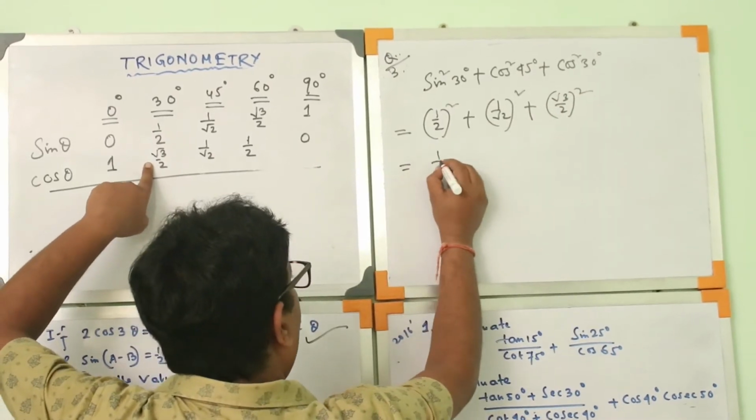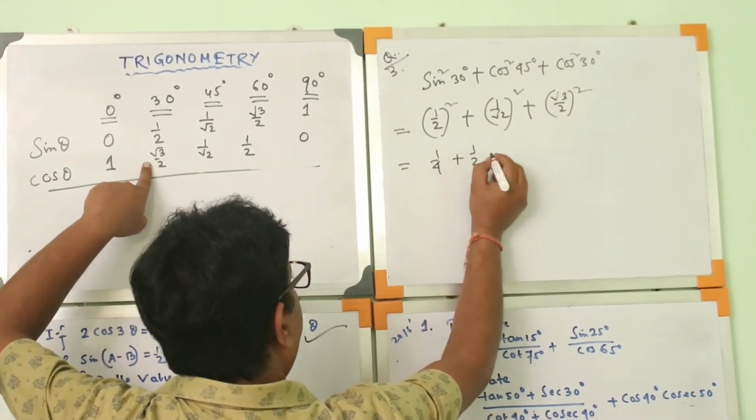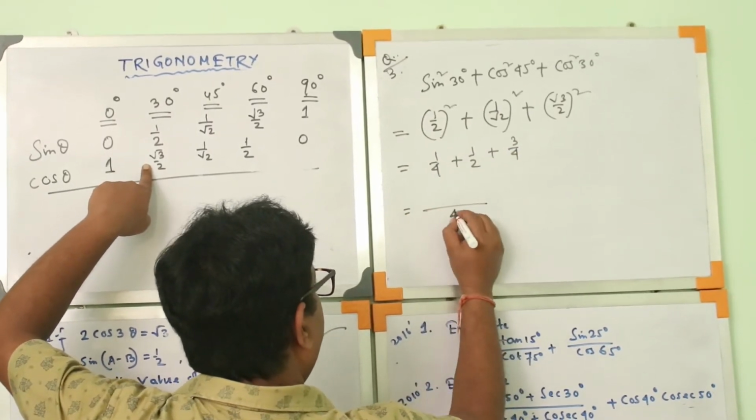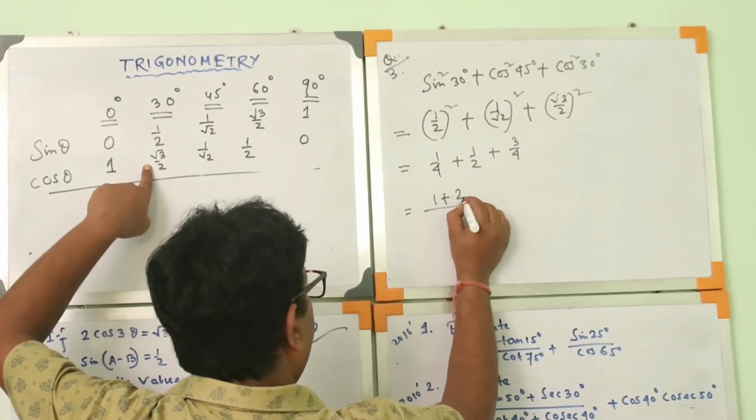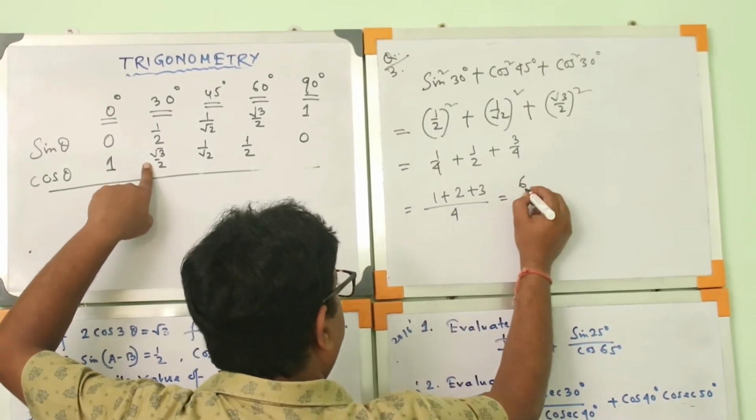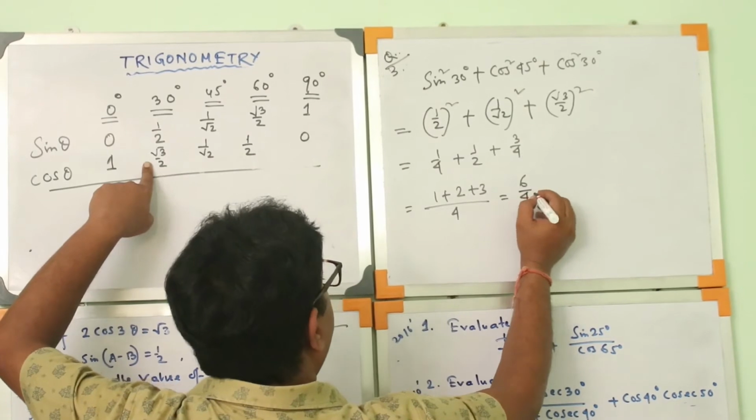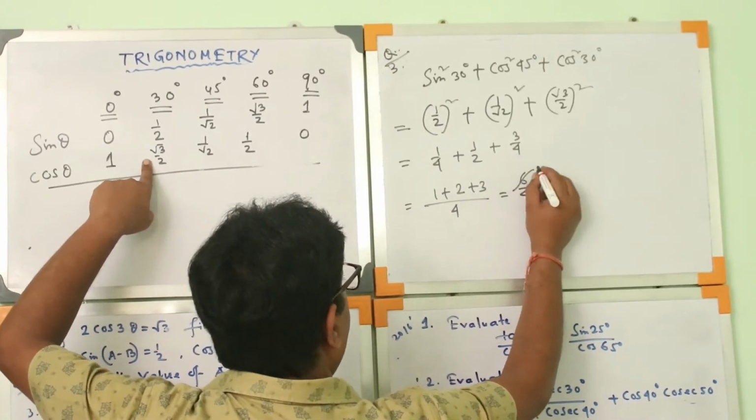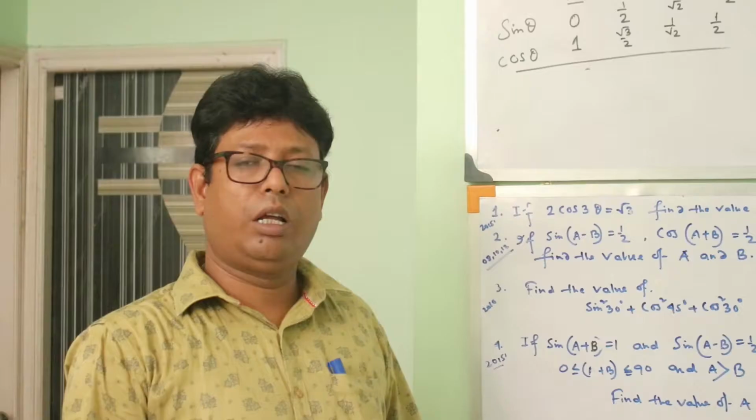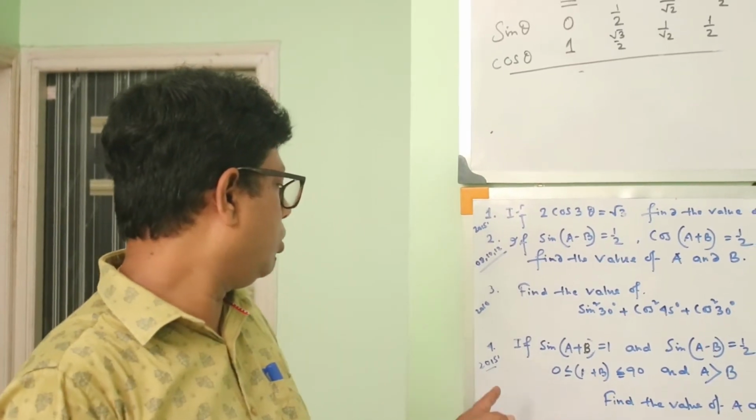So we'll get 1 by 4 plus 1 by 2 plus 3 by 4. So taking the common denominator 4, we get 1, 2, 3, that is 6 by 4. That means 3 by 2. Now I will solve question number 4.